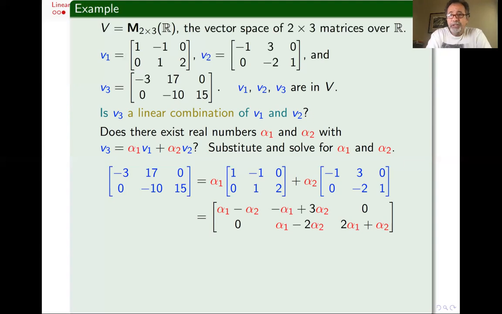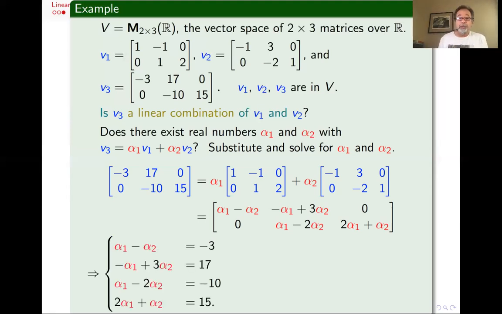And I want this matrix to be equal to the matrix that's V3. So that means that entry by entry, they have to match. Now what we have is 4 equations and 2 unknowns. 4, not 6, because 2 of the equations are just 0 equals 0 that are automatically satisfied. What I have to do now is try to solve the system. The system may have a solution, may not. With 4 equations and 2 unknowns, it's quite possible that it doesn't have any solutions, or it could have solutions. If it doesn't have any solutions, then I know that V3 is not a linear combination of V1 and V2. If I can find a solution, then it is.